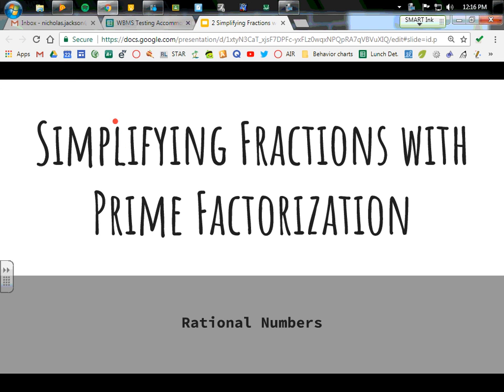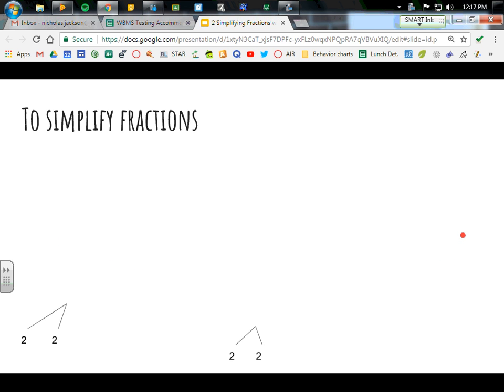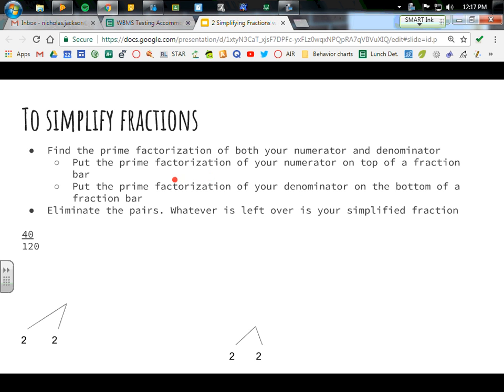Hey everybody, today we're going to talk about how you can use prime factorization to simplify fractions. For some kids, simplifying fractions can be kind of a chore, kind of a pain, especially when you're trying to find the common factor to simplify with. Prime factorization can really help with that. So let's see how.